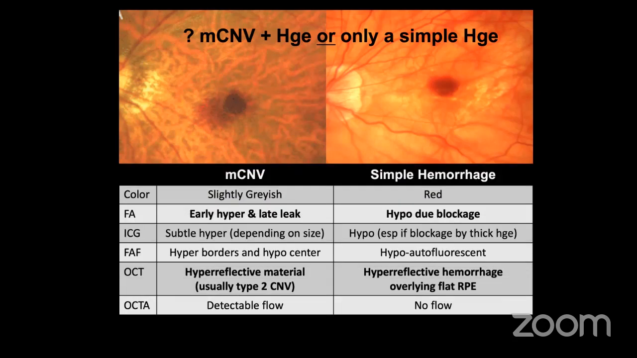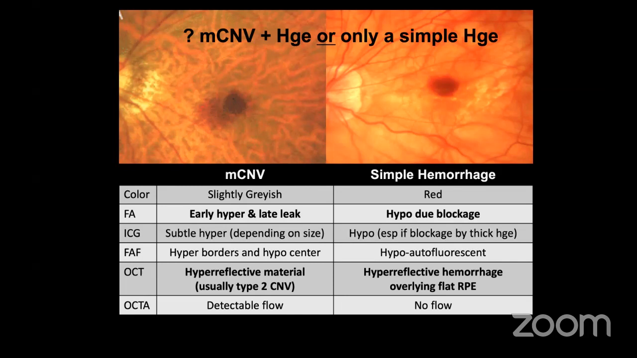We can use the clinical modalities, the multimodal imaging, to differentiate between these two conditions. And I found this table is very useful. Like in myopic CNV, you usually see a little bit of leak. Sometimes you see hyper-reflective material, or sometimes with OCT angiography, you can pick up some flow. Compared to just a simple hemorrhage, you don't see many of these changes. However, even with that, sometimes it's very difficult to differentiate the two conditions, especially in very early cases of CNV.